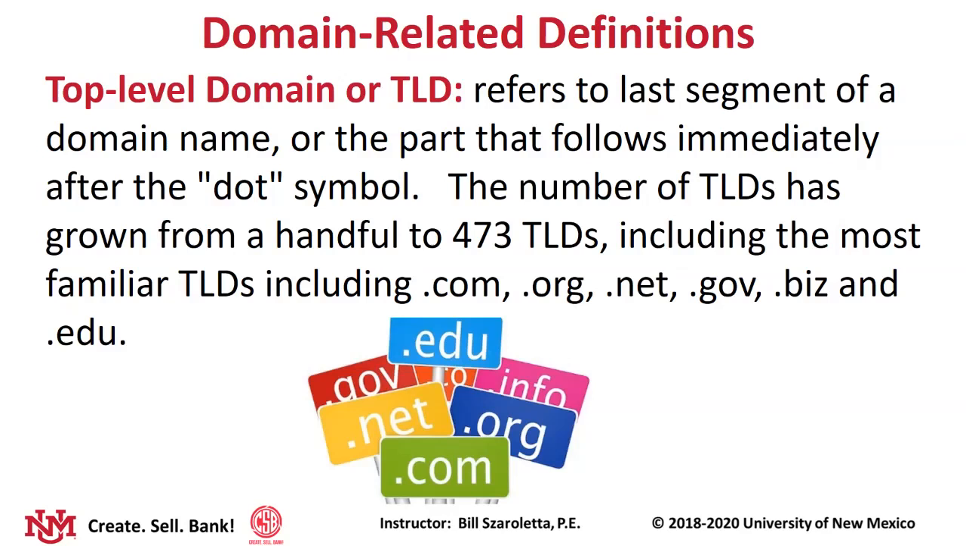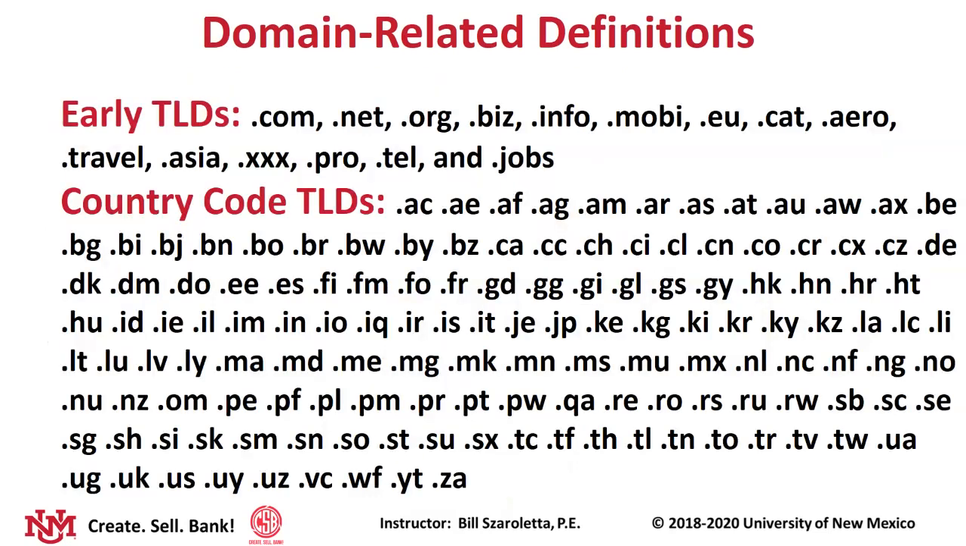Now, a top level domain, or a TLD, refers to the last segment of a domain name, or the part that immediately follows the dot symbol. The number of TLDs has grown from a handful. It was .com, .net, .gov, .edu, .info, .org, and .biz, and now it's over 500. It continues to grow. So here's kind of the next generation of TLDs, and then they have country code TLDs. There's Finland .fi, things like that. .us is the US.